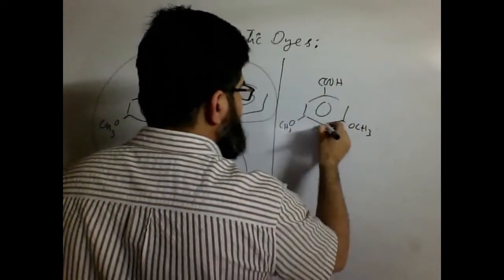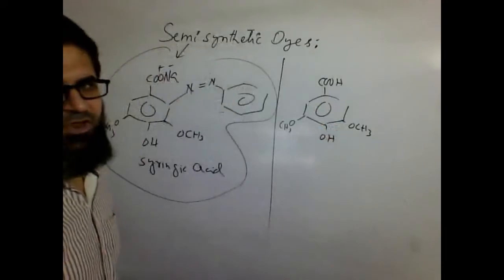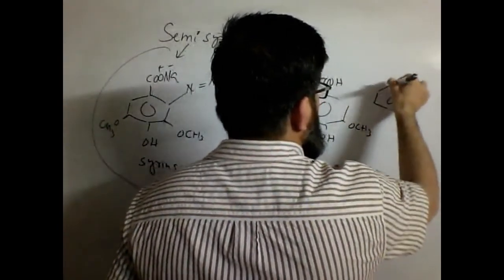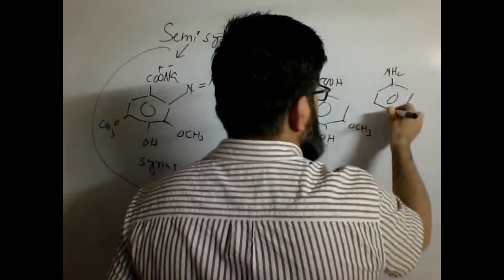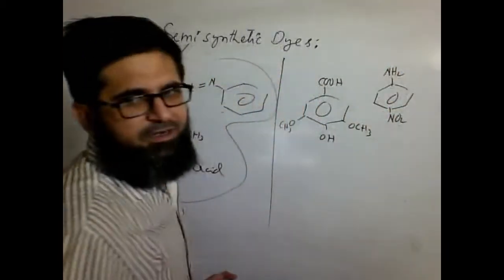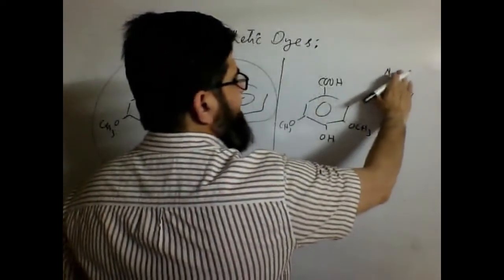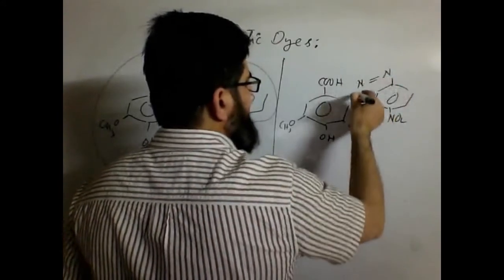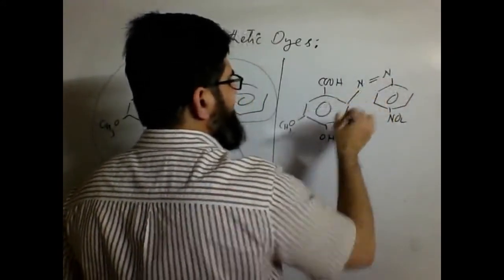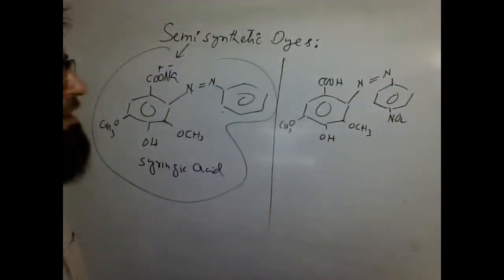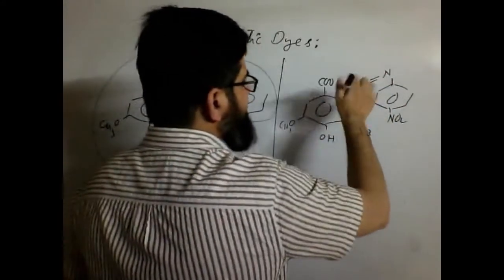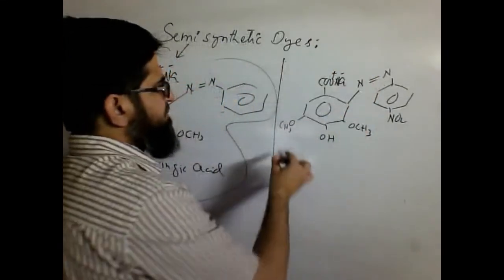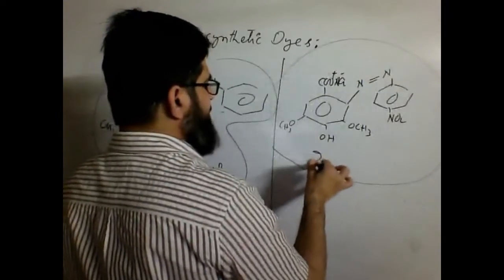They took synergic acid again, and this time they took para-nitroaniline. They performed diazotization, produced diazonium salt out of this, and then again they performed coupling, so they would have generated this sort of a colorant. Again, they would have produced the corresponding salt like this. So it's a semi-synthetic dye number 2.